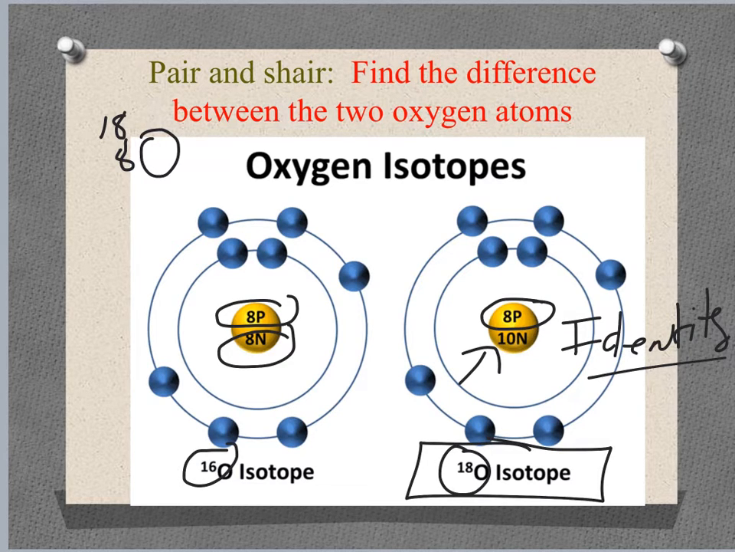Okay, so remember the mass is what changed right here. And the reason the mass changed, Mark Anthony, is because your neutrons changed. Because remember, your protons and your neutrons are what give your atom its mass. Okay?